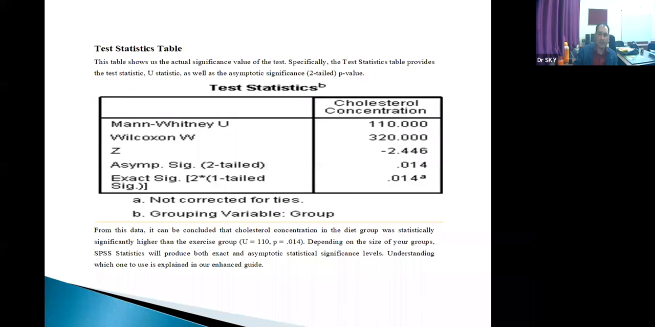Now this is the test for the equality of medians of the two groups. You can see here the two-tailed p-value is 0.014, which is less than 0.05. So it is significant. It means there is a difference in the cholesterol concentration of the two groups, one having a special diet and the other one having a particular exercise.